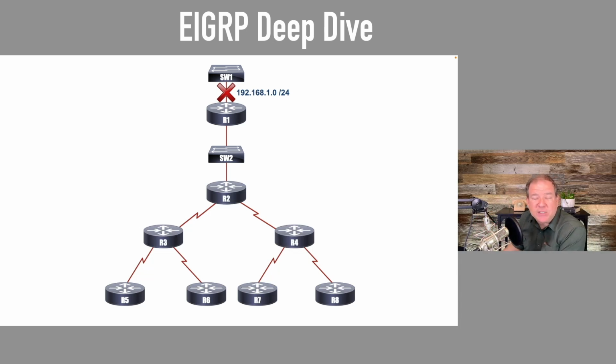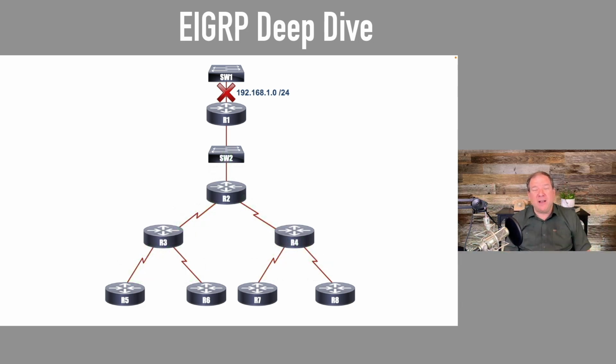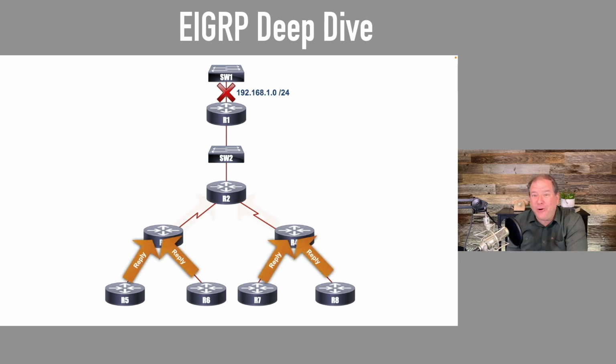It goes into a different state. It's called the active state. And in that active state, it is going to be querying to see if anybody else knows a way to get to 192.168.1.0. So it sends out a query to R2, which is going to flood it out all of its other interfaces down to R3 and R4. They're going to flood it out of all their other interfaces, R5, R6, R7, R8. And then the responses come back. In this case, everybody's going to reply and say, sorry, no, we don't have a way to get there. And then R1 will take that route out of its routing table.